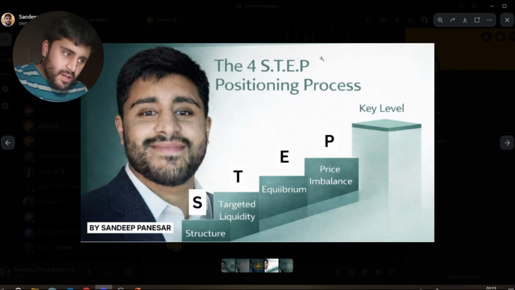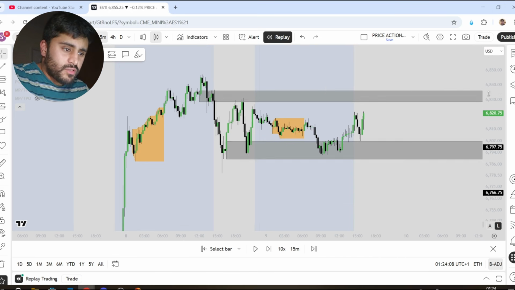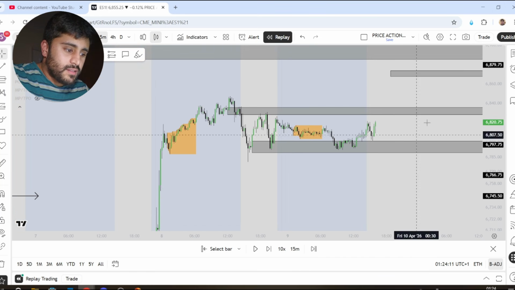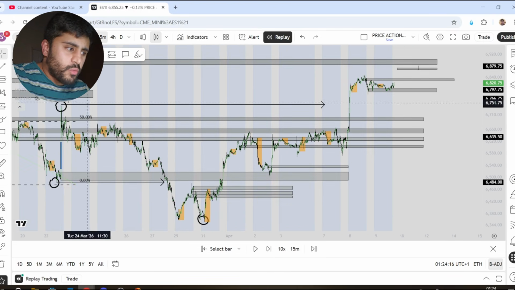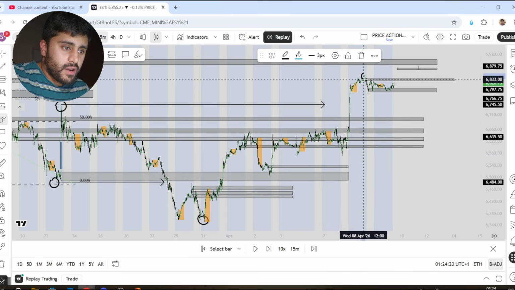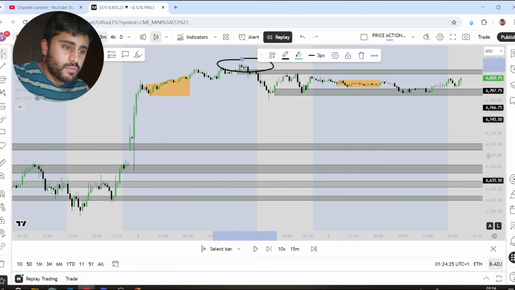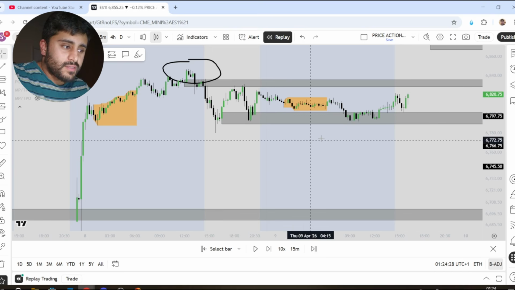The 4-step, S.T.E.P., positioning process comes down to structure, targeted liquidity, equilibrium, price imbalance. These are the 4 basic steps I use to find my key level. If we take this now to the charts, what we saw from Wednesday, the 8th, was this. Let's take a look at all 4. What we had over here was a structure high, a structure low, and then our structure high up here. So we had a sufficient pullback, and because of that sufficient pullback, I labeled this as the high.